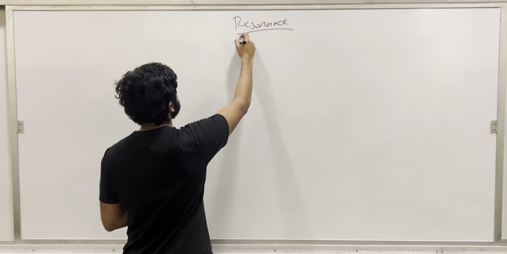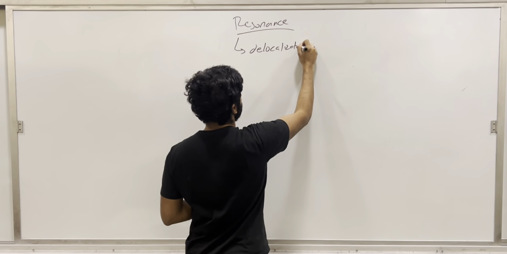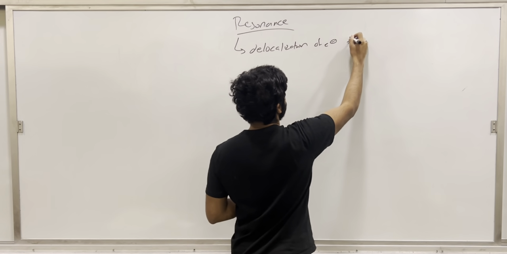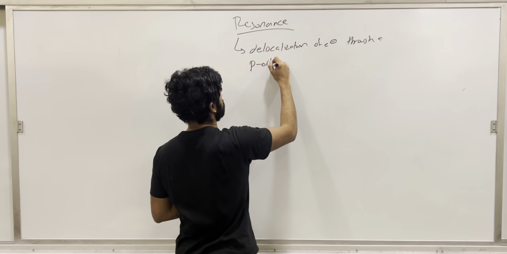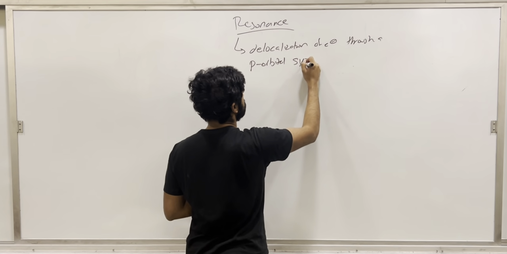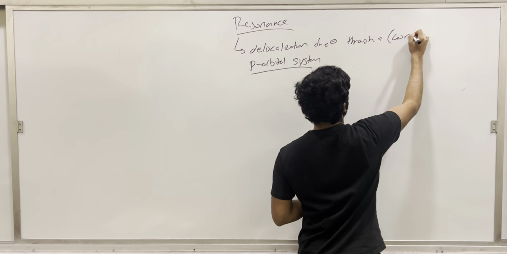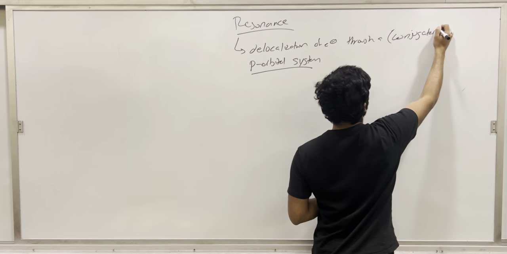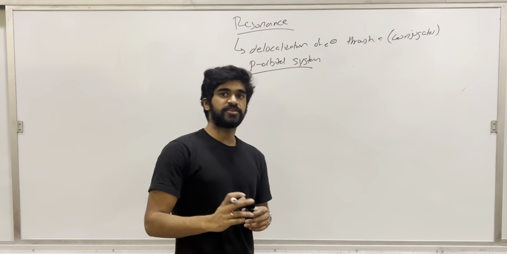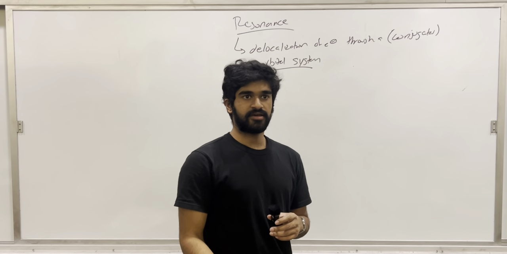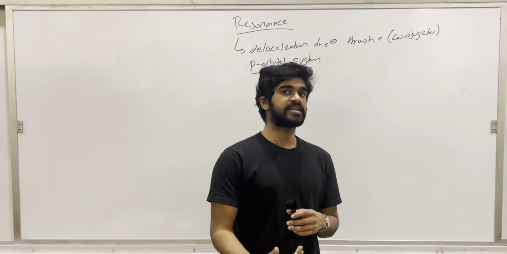So resonance is basically defined as the delocalization of electrons through a p-orbital system. And specifically, this is a conjugated p-orbital system, right? And what does it mean for a p-orbital system to be conjugated? This is one of those terms that's better in a diagram as a definition than it is in words.